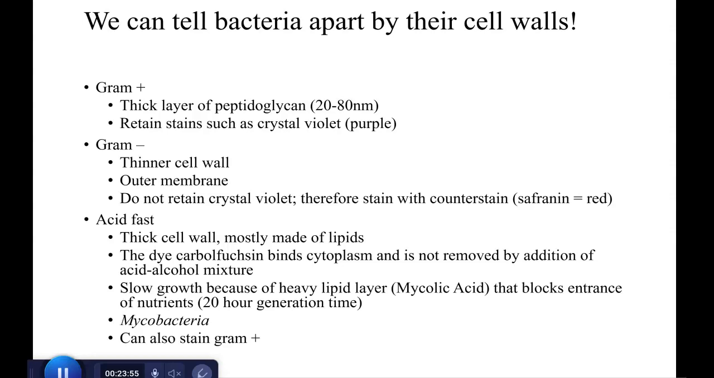Now, because of this heavy lipid layer, which is almost like a suit of armor, they are really resistant, so really hard to kill. There's not a lot of disinfectants and antibiotics that will work on them. And because it's tough to get waste products out and nutrients in, they are very slow growers. We're going to be talking about the growth curve and generation time. Acid-fast bacteria are much slower growers than our typical bacteria that we will see.